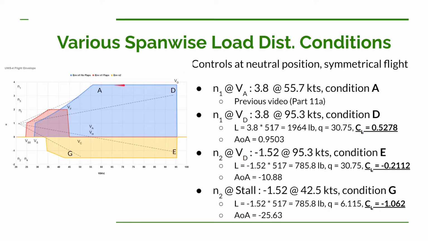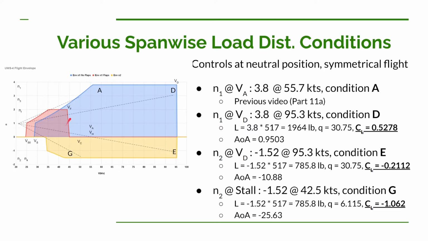D, which is at the same N1, the same load factor of 3.8, but at our design dive speed, V sub D, and also here at our negative 1.52, this is condition E, still at the dive speed, and then we have this condition G, where we'll stall the airplane negatively before we'll damage the wings, but still at this N sub 2 of 1.52.